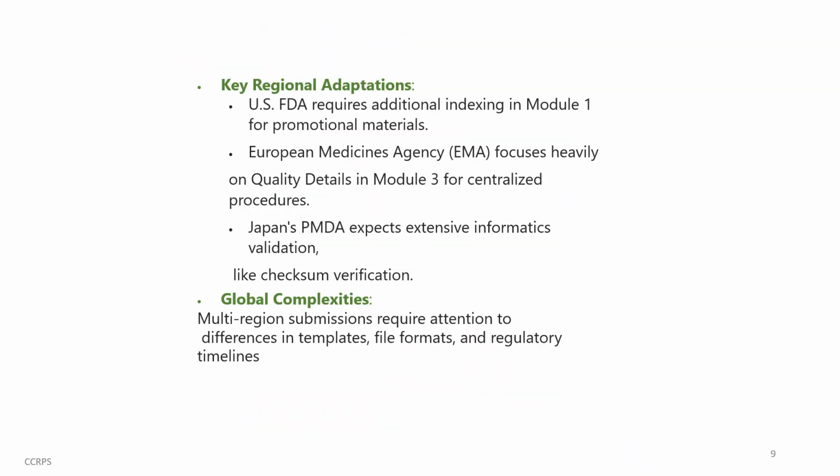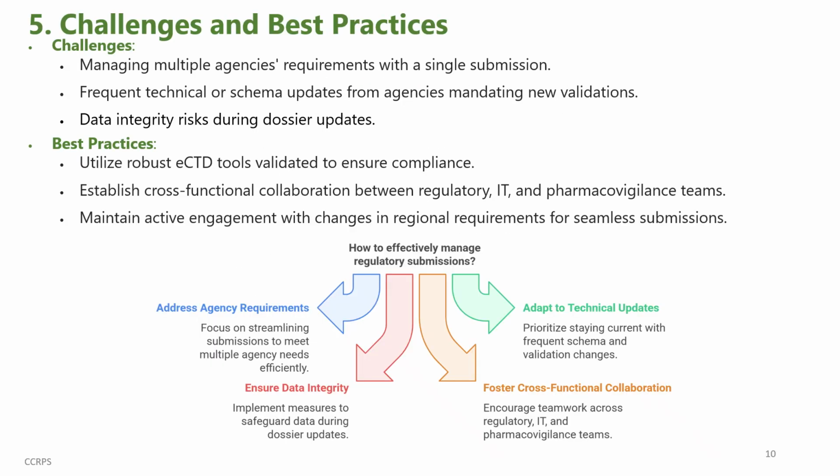Key regional adaptations. The US FDA requires additional indexing in Module 1 for promotional materials. The European Medicines Agency focuses heavily on quality details in Module 3 for centralized procedures. Japan's PMDA expects extensive informatics validations like checksum verifications. Global complexities. Multi-regional submissions require attention to differences in templates, file formats, and regulatory timelines.